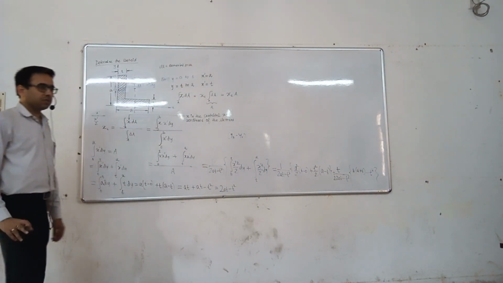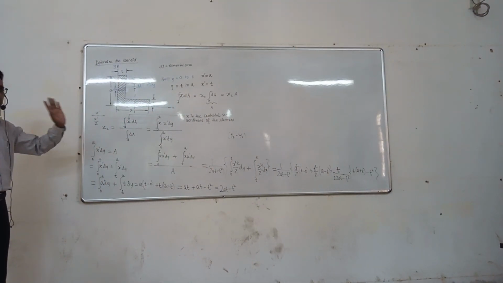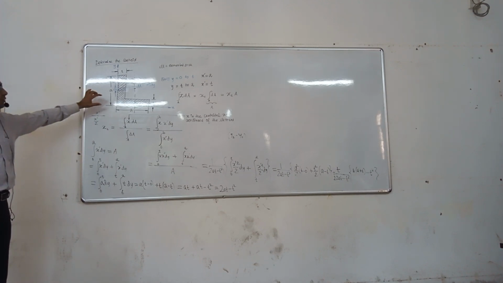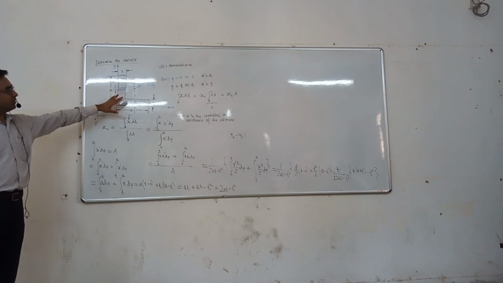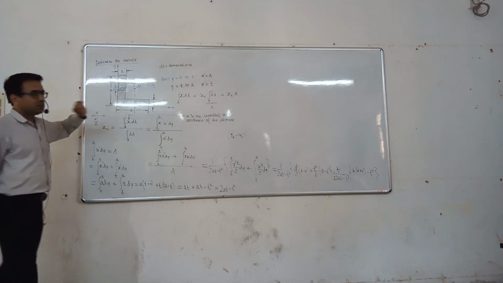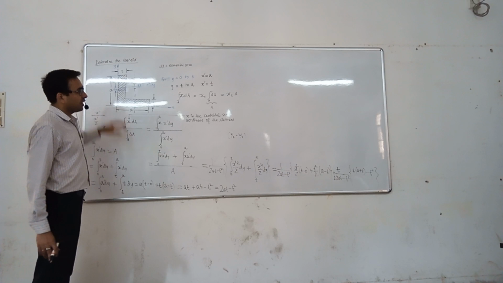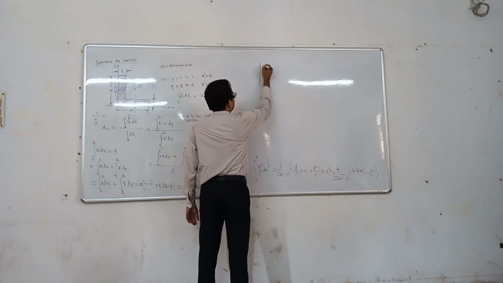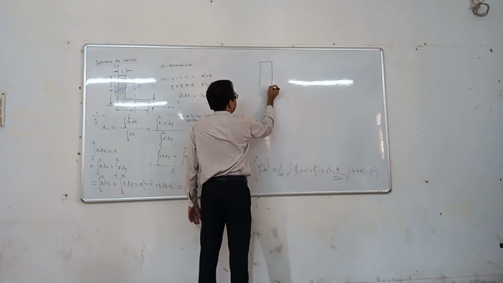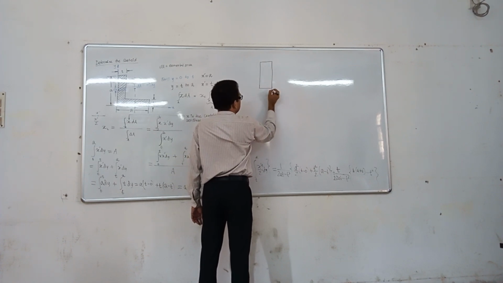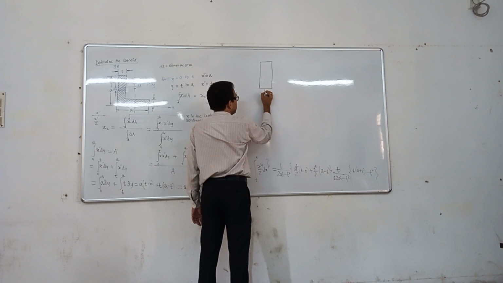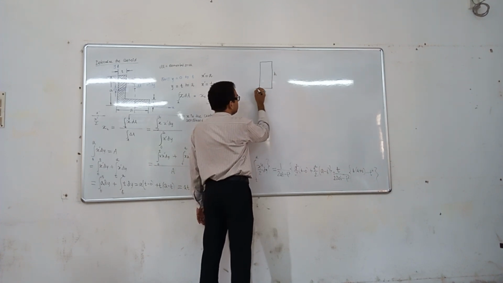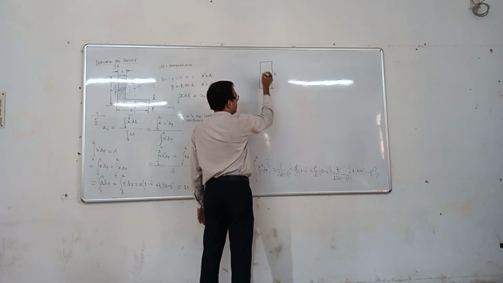So now what we will do is, instead of this solution, we will apply the simple knowledge. Say for example, if you have an area, like say this is a base and this is a height, what is the centroid of this?